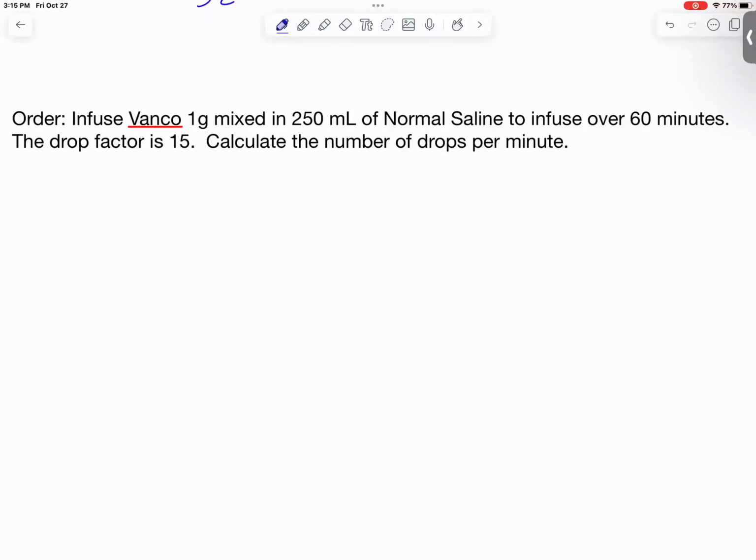All right, let's do it. So the doctor ordered 1 gram of vancomycin mixed in 250 milliliters of normal saline, and they want that to infuse over 60 minutes. The drop factor is 15. Calculate the number of drops per minute. So you don't even have to know if there's a pump or not. It's telling you what to solve for, drops per minute. So we're going to do drops per minute.